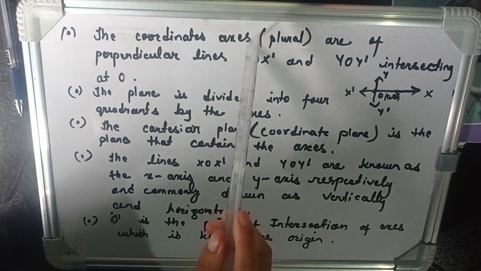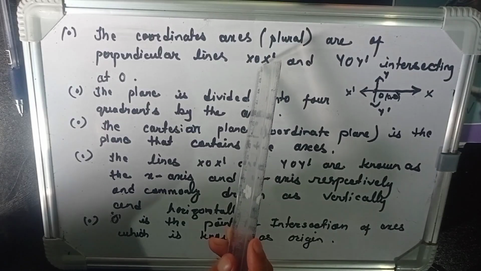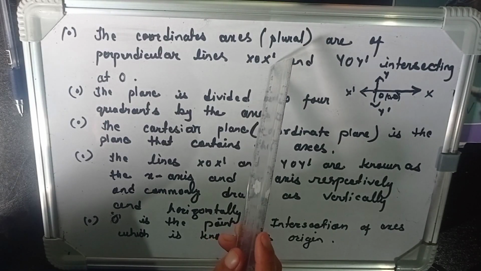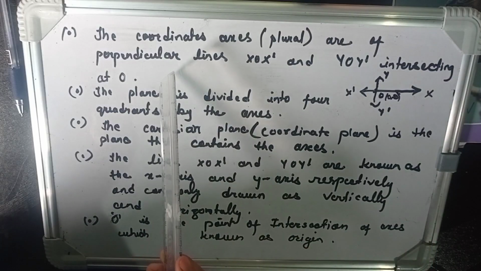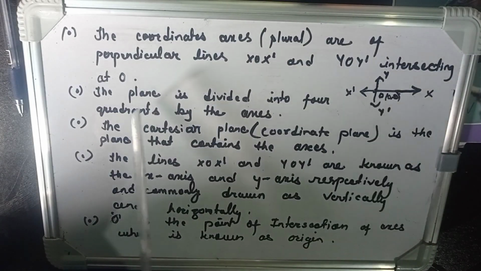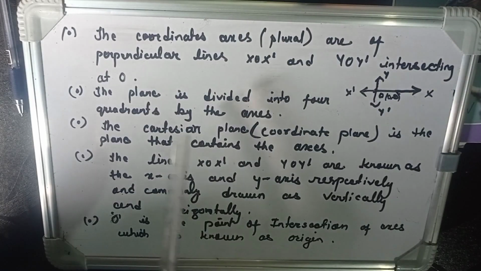The coordinate axes, that is plural, are the perpendicular lines XOX dash and YOY dash intersecting at O. The plane is divided into 4 quadrants by the axes: first, second, third and fourth. I have already explained it in a graph.